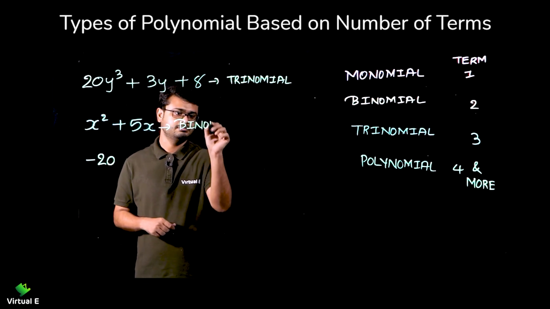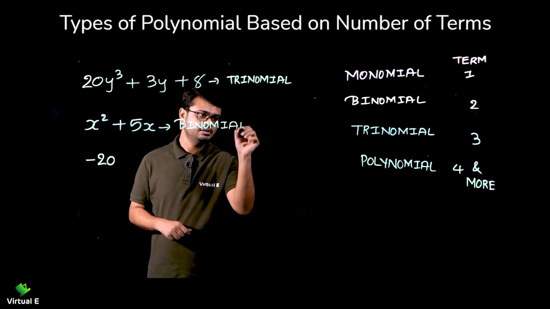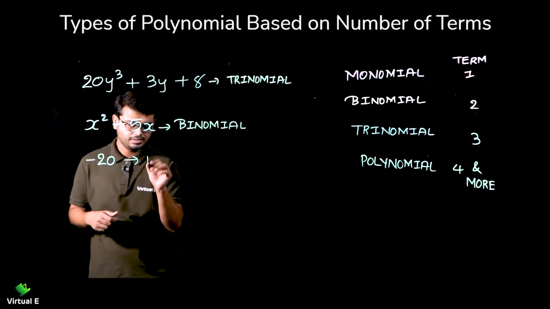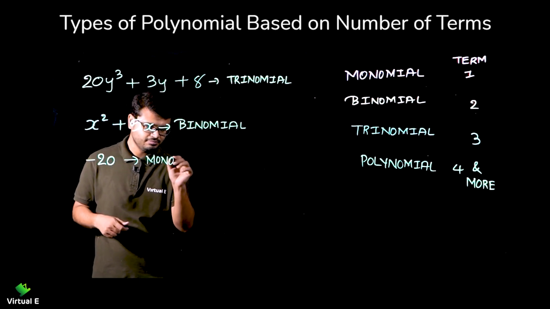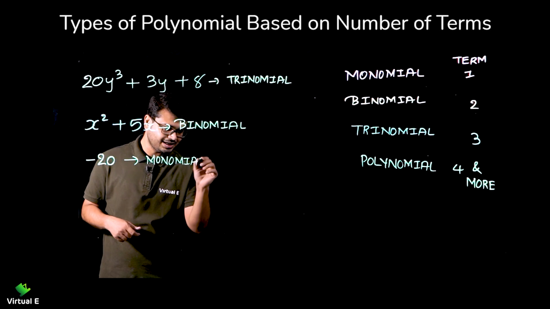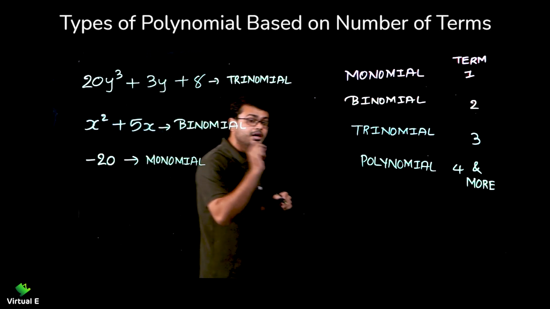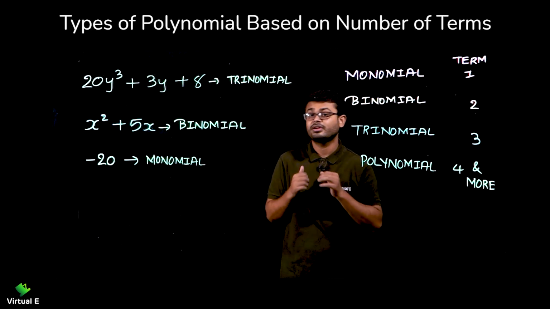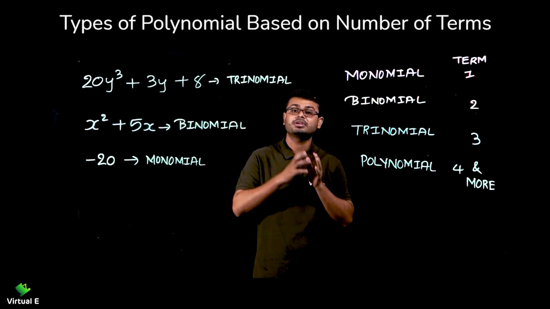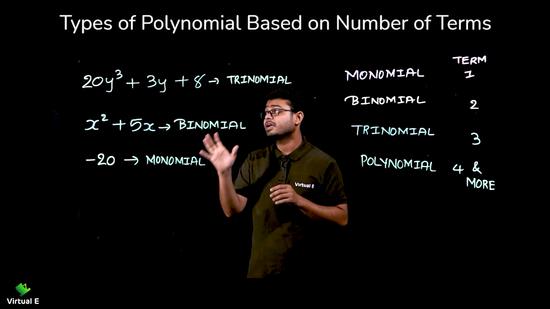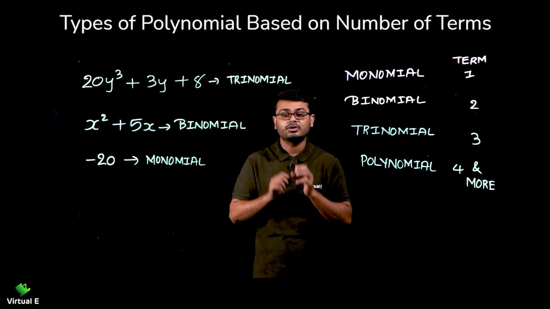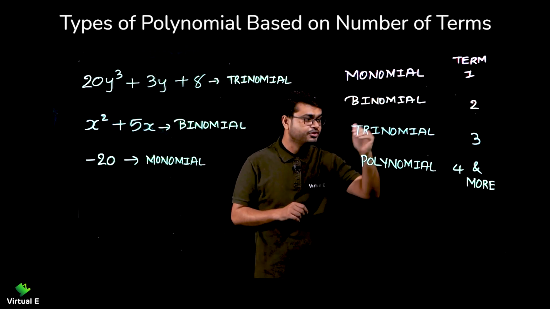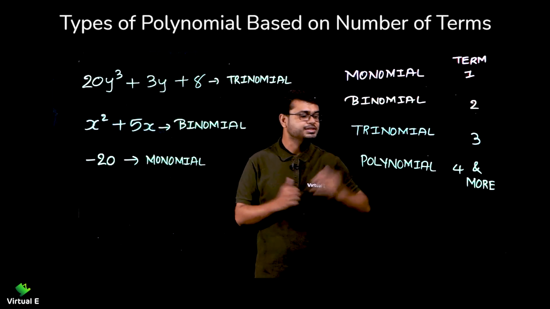And the last one, see there is only 1 term, so it is monomial. So this is the classification of polynomials based on the number of terms. Now we are going to learn about one more term, which is the degree of a polynomial, and we'll classify based on that as well. So this is how we classify polynomials based on the terms. 1 term monomial, 2 terms binomial, 3 terms trinomial, 4 and more we generally call a polynomial.